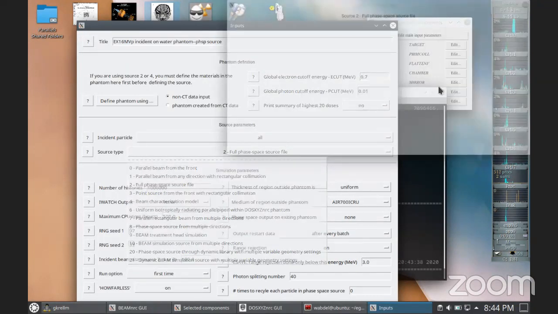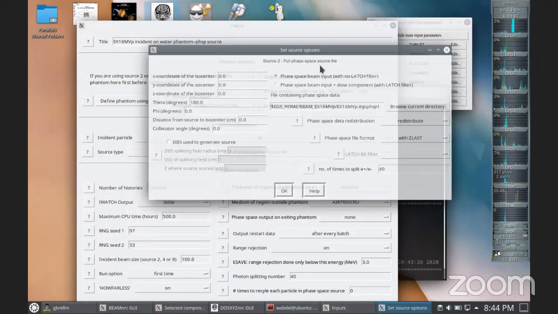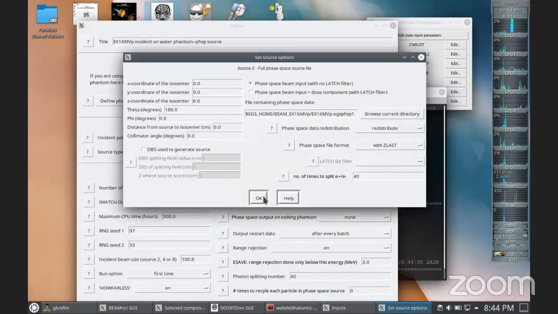So when I select this, imagine your phantom XYZ. The top of the phantom, that's where the center is going to be, because we're doing 100 SSD. So this is the center. This is the angle of your phase space file. The distance from source to center is zero.